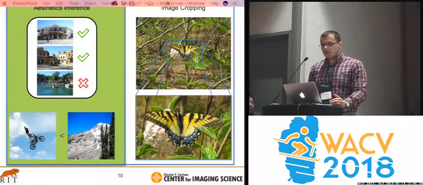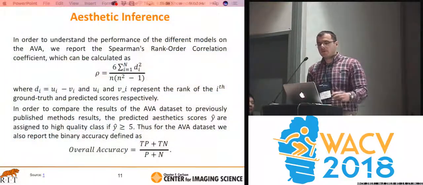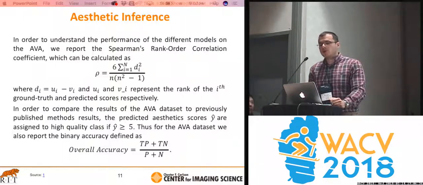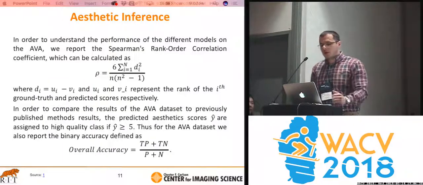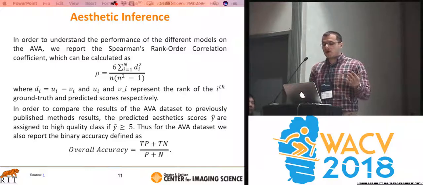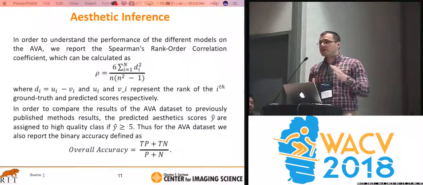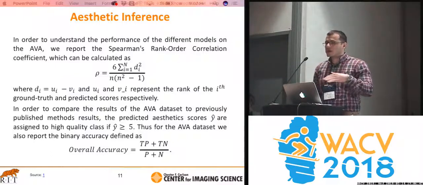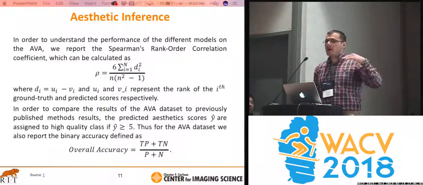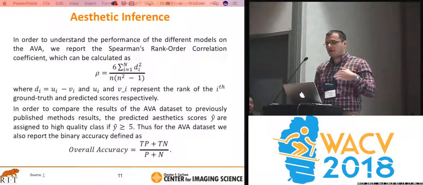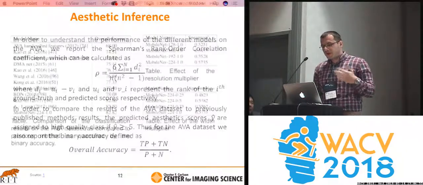First, I'll tell you briefly about aesthetic inference. We report two metrics: one is the Spearman's rank order correlation, and the other is the overall binary accuracy on the EVA dataset, where even though the EVA dataset has continuous scores, you binarize the scores by taking the scores that are above 5 to be high scores and below 5 to be low scores.